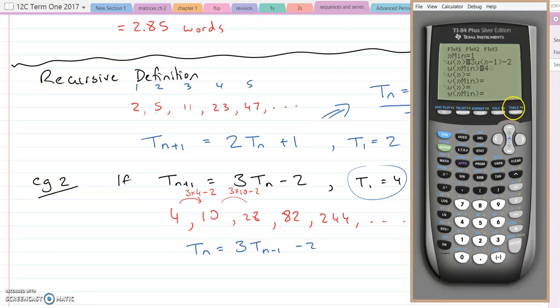What I do is the blue table. It's the same graph button, but I have to do second, table. And there it is. Oh, I can check if my calculations were correct. And wow, what do you know, they were.